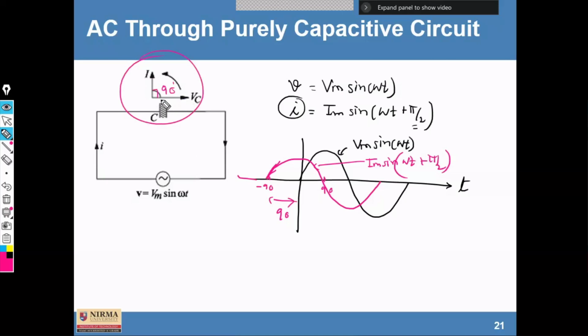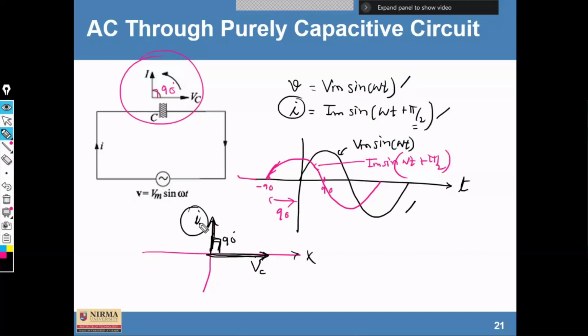So in a purely capacitive circuit, current is always in a leading position. Here, if we draw the vectors, this is vector VC, because we have drawn the vectors of VR, VL and VC on the same axis called X. Then we can represent the current by a 90 degree lead. So there are two different vectors: vector VC lags behind vector I by 90 degrees, or the current vector leads by 90 degrees. This way we can represent these vectors, and we can also represent them with the help of equations and waveforms.